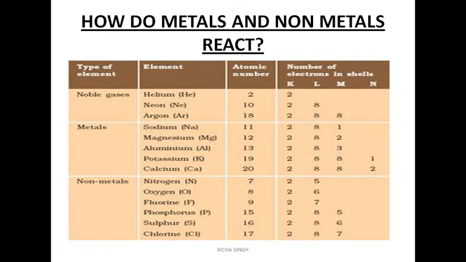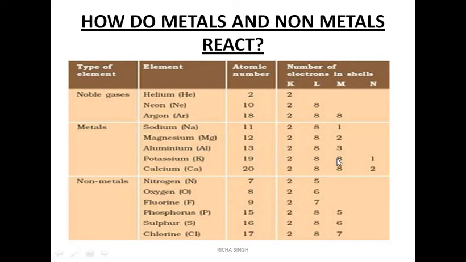configurations respectively. Means their duplet and octet are complete according to the Bohr-Bury scheme which you have studied in class 9. They are completing their octet and duplet. Okay. Now if we go on metals like sodium, it has atomic number 11, configuration 2, 8, 1, magnesium 12, 2, 8, 2. Similarly, aluminium, potassium and calcium.